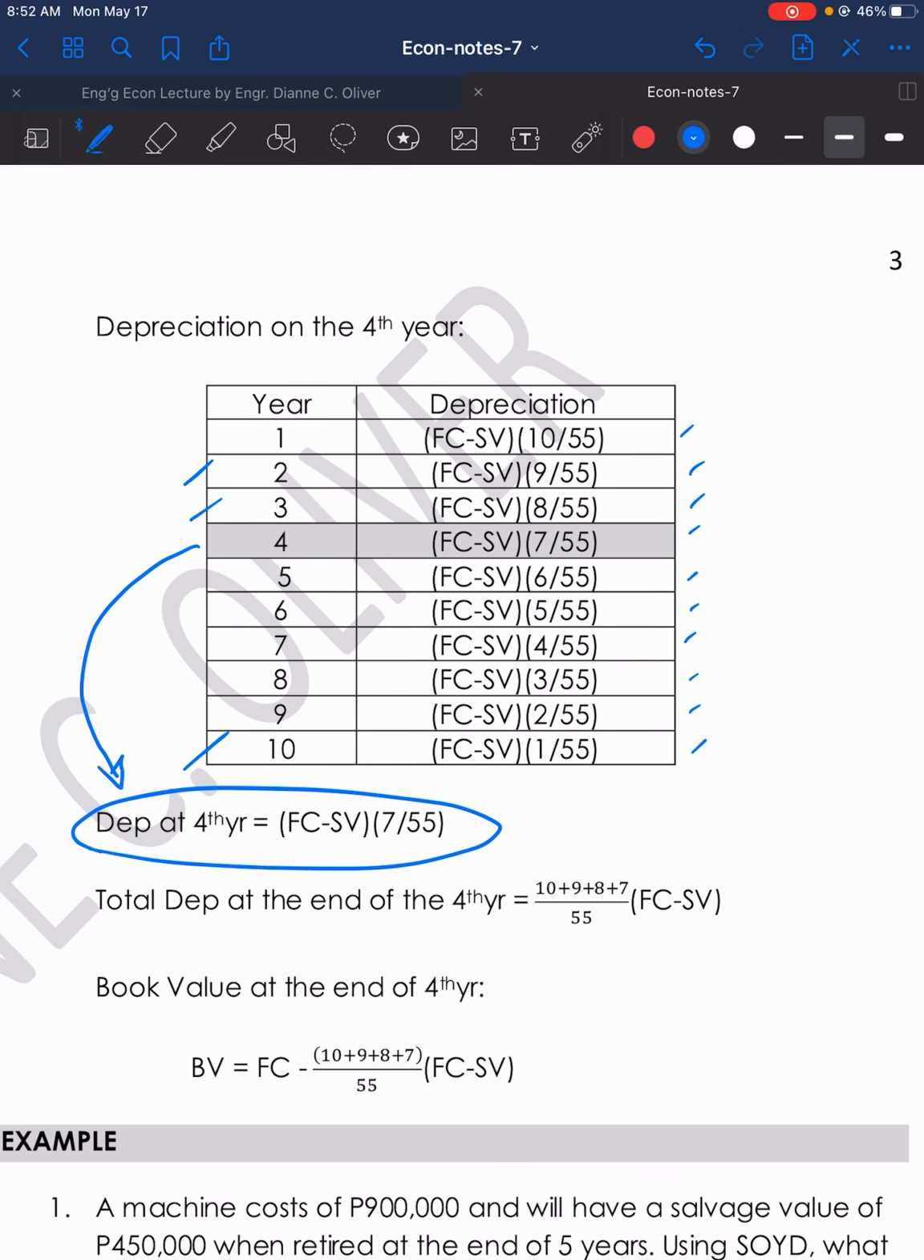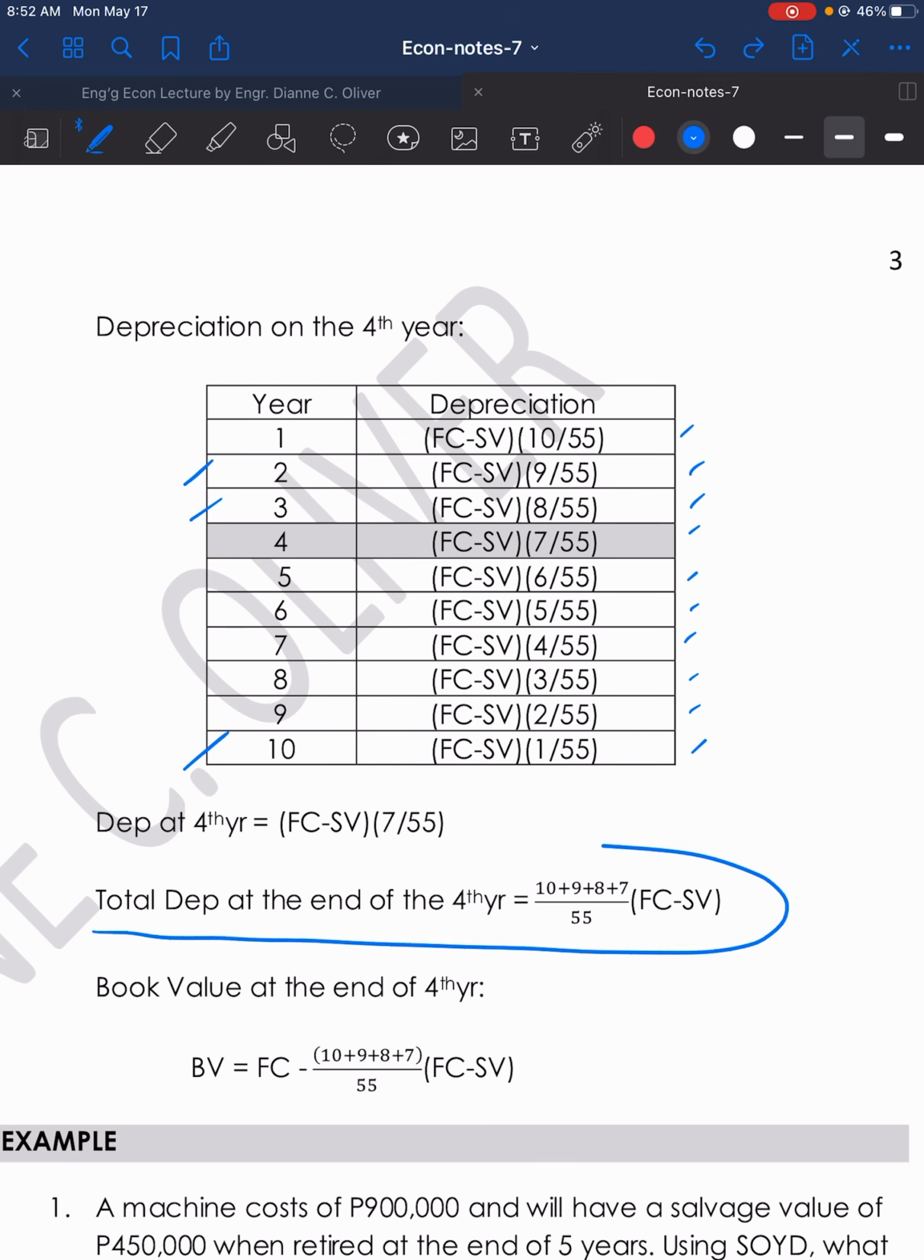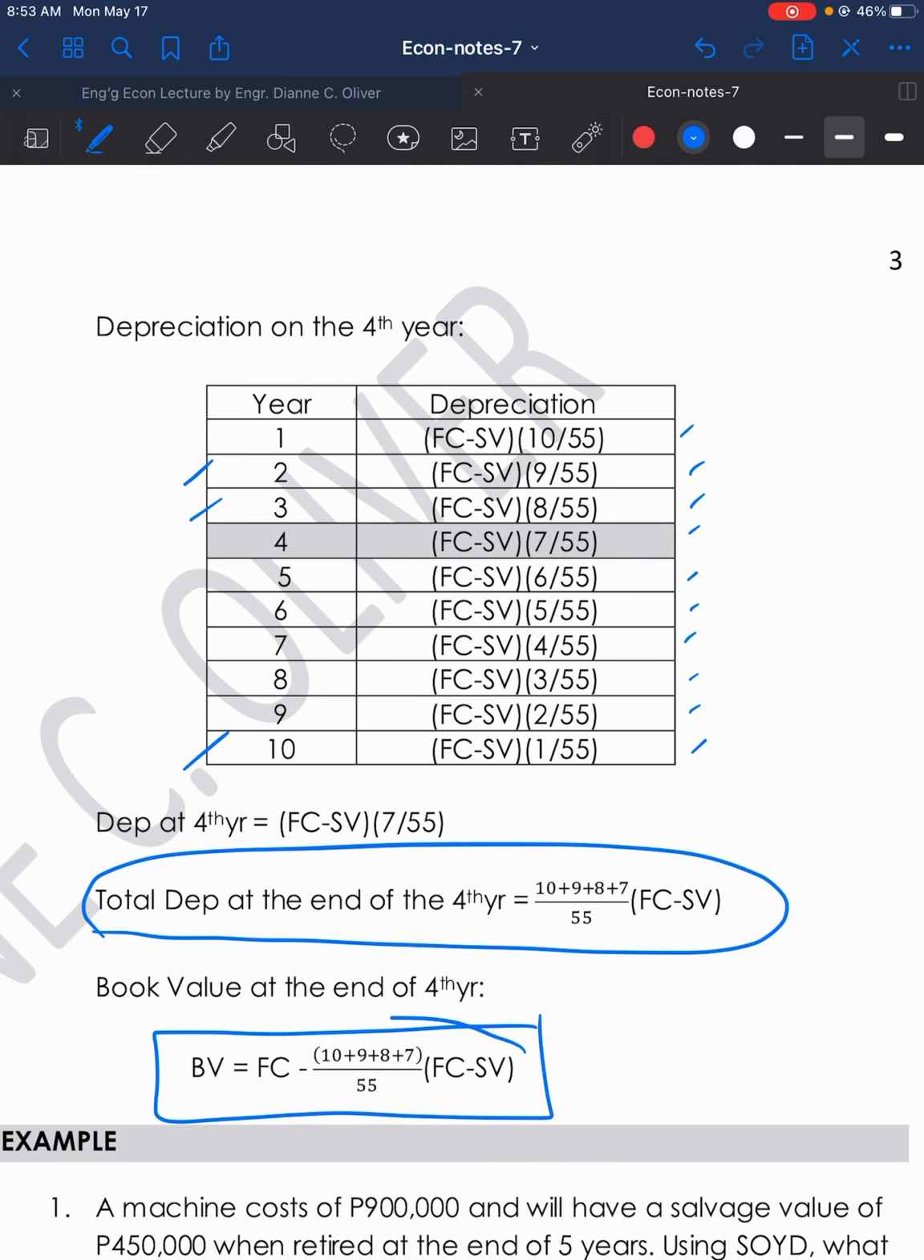Now, as for the total depreciation at the end of the 4th year, we will have to accumulate all the numbers of years computed. So we have here 10, 9, 8, 7. So 7 for the 4th year. Then we have the book value at the end of the 4th year: book value is equal to the first cost minus the total depreciation.